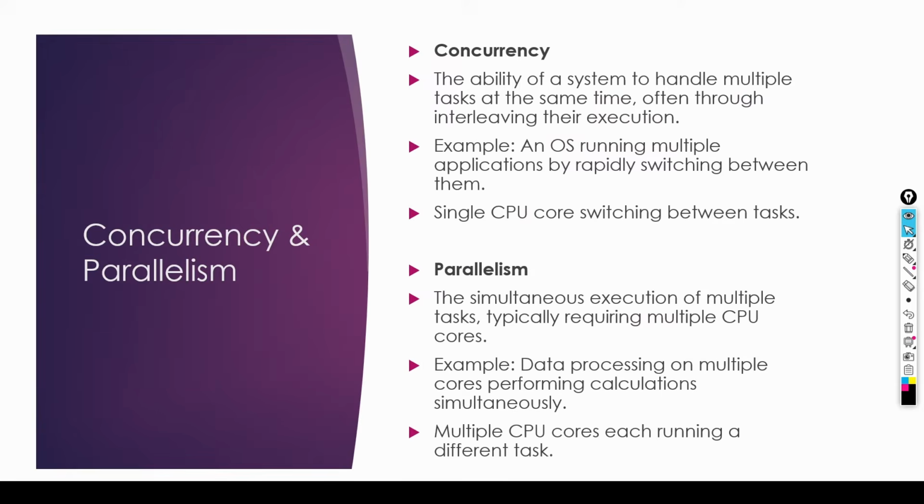All right. Next, we will talk about two very important terms, concurrency and parallelism. Concurrency is the ability of a system to handle or to run multiple tasks, which is often done through the interleaving of their executions. What that means is, suppose there is a single core CPU, and because a single core can only execute one task or one thread at a time, in order to run multiple tasks or multiple threads, there will be context switching. It has to perform the context switch between different tasks.